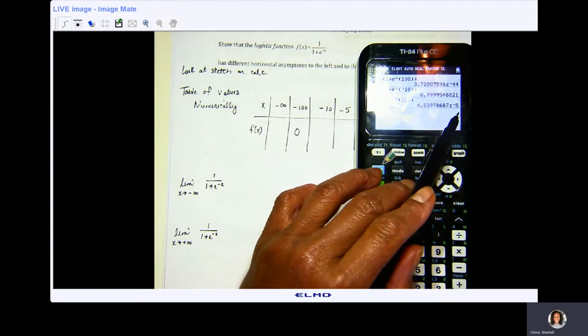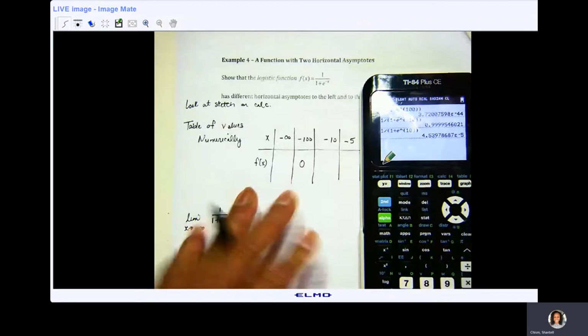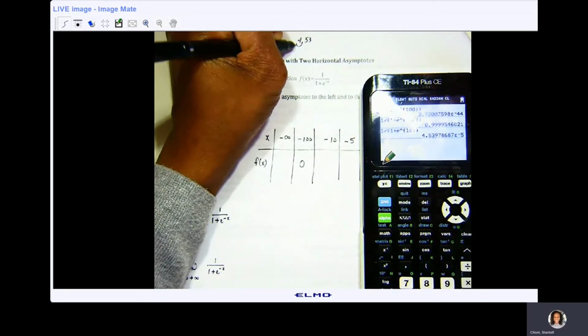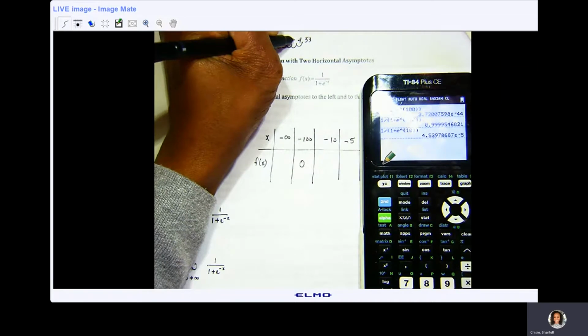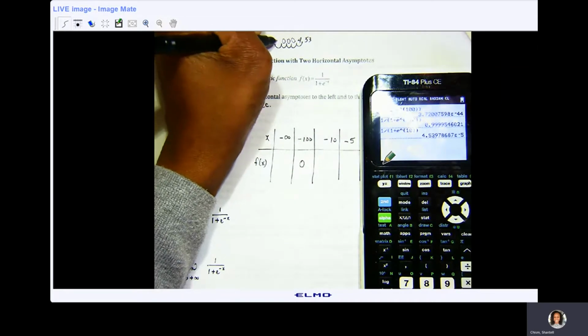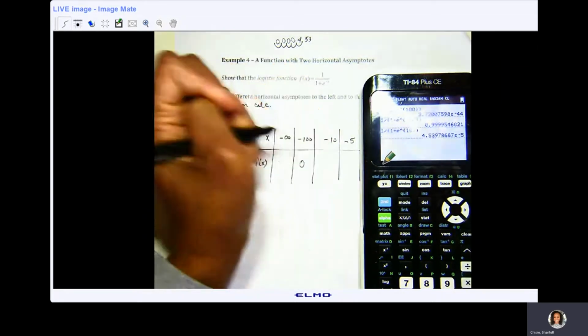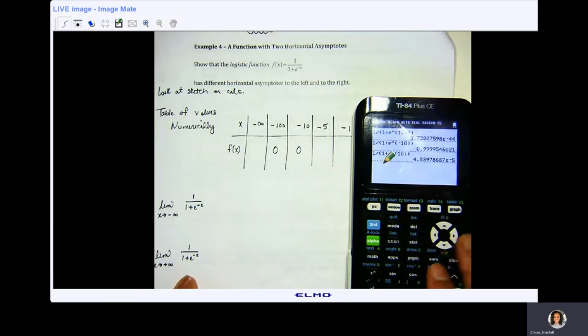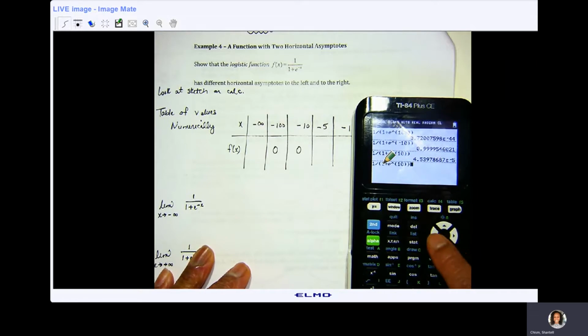4.5 e negative 5 means you take your decimal and you move it 5 places, 1, 2, 3, 4, 5, and in those empty spots, you have to put in zeros. So when x is negative 10, you get 0 there as well. When x is negative 5, let's see what we get. So where I have 10, I'm going to replace that with 5. Let me delete that 1.